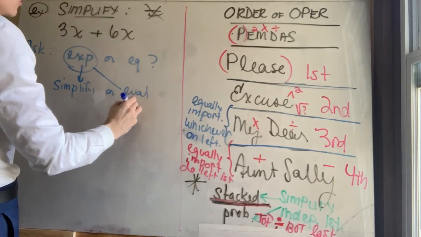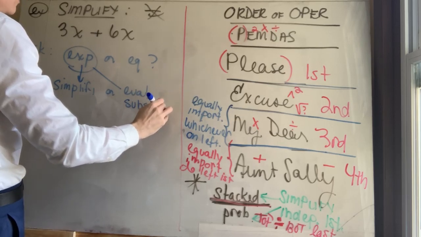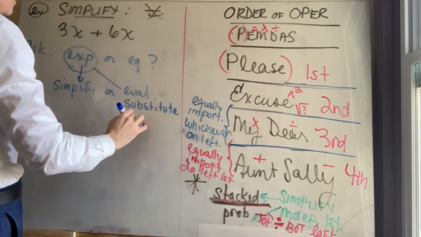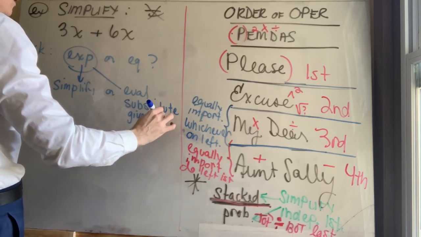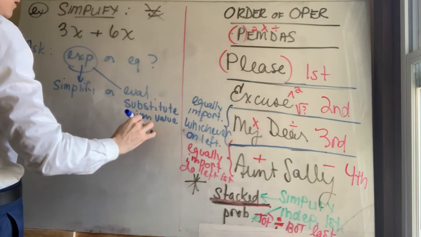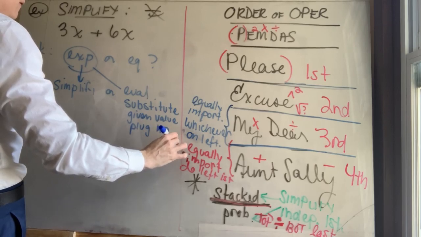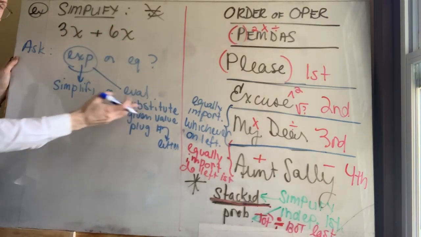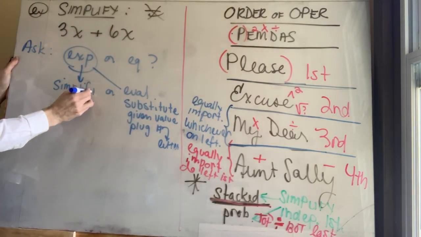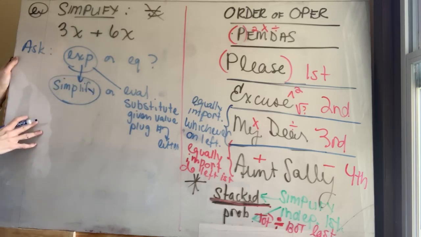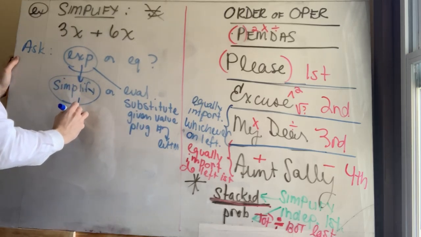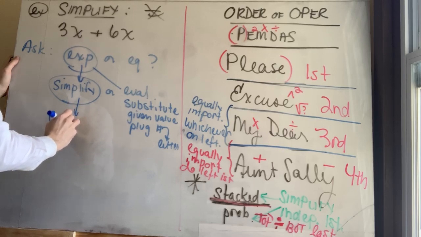Evaluating means that you're going to substitute some given value. That is, you're going to plug a number into a letter. There's no extra information here, so it can't be that in this case. What you would end up having to do is simplify. How so? You're going to combine like terms.